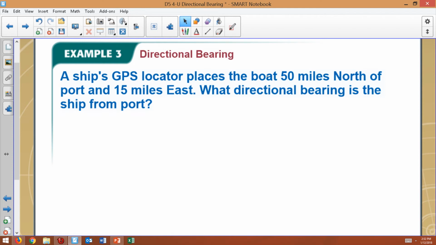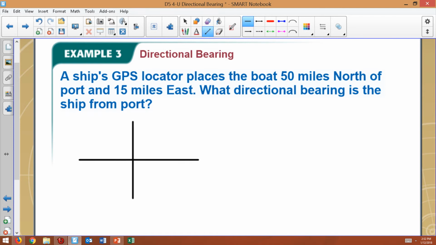GPS locator places the boat 50 miles north of a port and 15 miles east. So I'm going to try to plot this real quick. I know on this XY coordinate, it says I'm 50 miles north. So if this is north, and starting from here, I go up 50 miles and 15 east. So east would be this way. We'll say we're 15. So I'm at a spot right here.